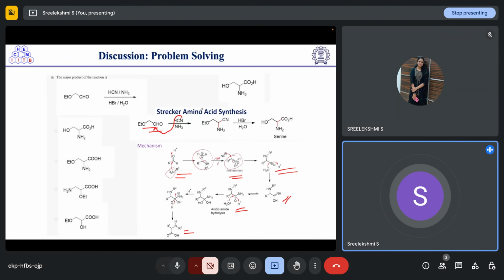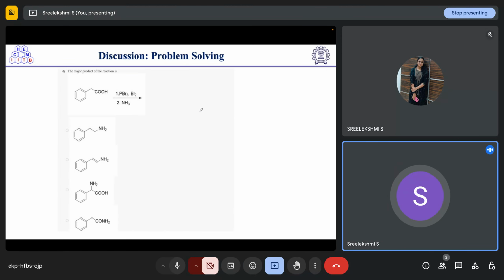So HBr will be acting as the source of H plus here, providing the acidic medium needed for the reaction. Moving to the next question, the major product of the reaction. So this carboxylic acid upon treatment in the first step with PBr3 and bromine, and in the second step with ammonia, which will be the major product.